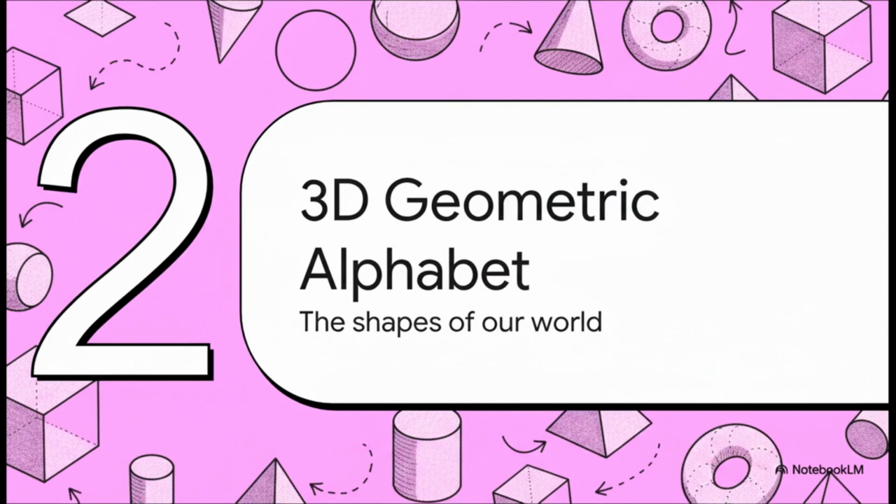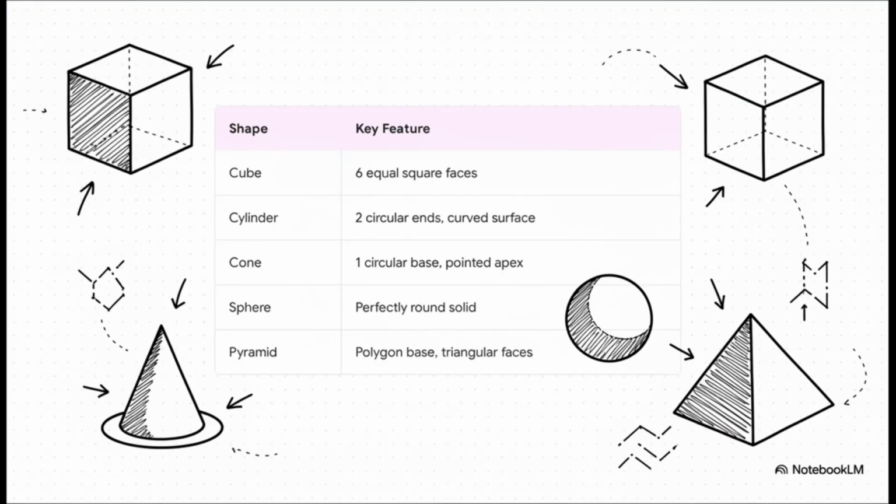So if dimensions are the grammar of this language, then what are the letters? Well, that would be the basic geometric solids. These are the fundamental shapes that act as our 3D alphabet. And here are the stars of the show. You know these guys. The perfect cube, the can-shaped cylinder, the pointy cone, the perfectly round sphere, and of course, the classic pyramid. Each one has a really simple defining feature. And believe it or not, these are the core components of almost everything around us.